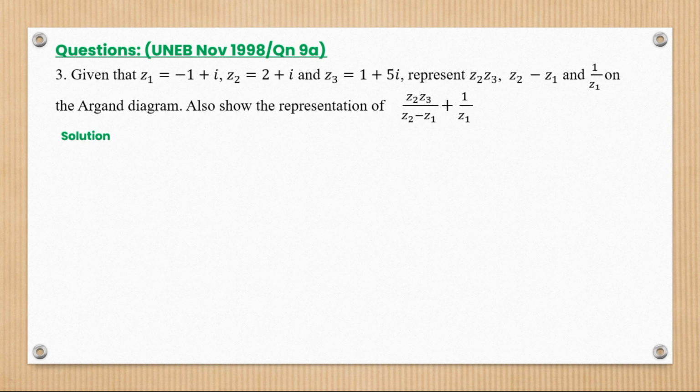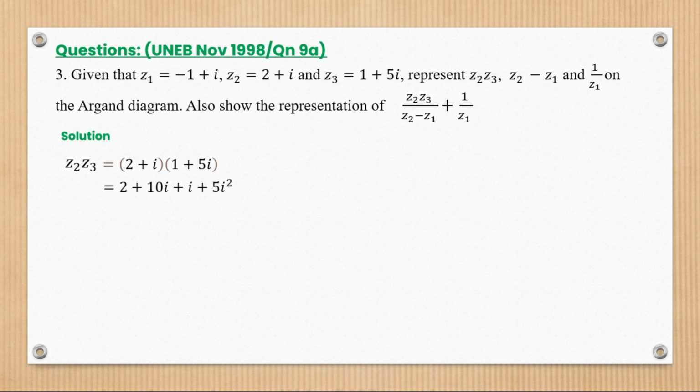So first step is we better simplify all these three formats that they've given us here. So how do we do that? So let's first deal with z2 times z3. So we have these two complex numbers multiplying themselves, so this is basically a multiplication of complex numbers.